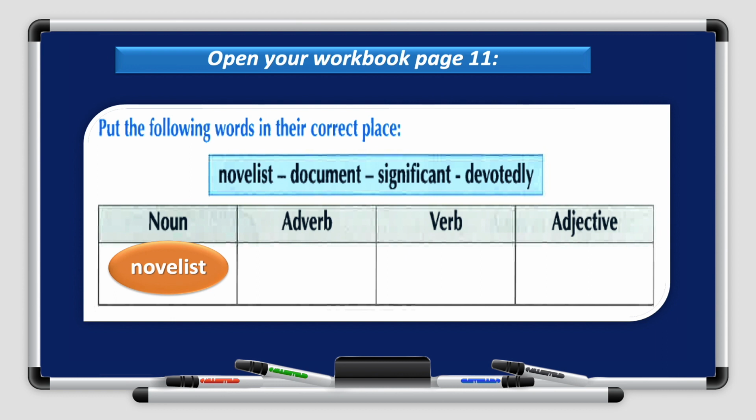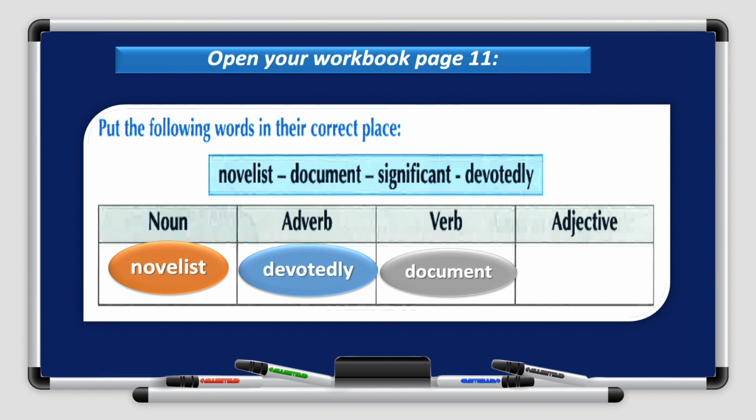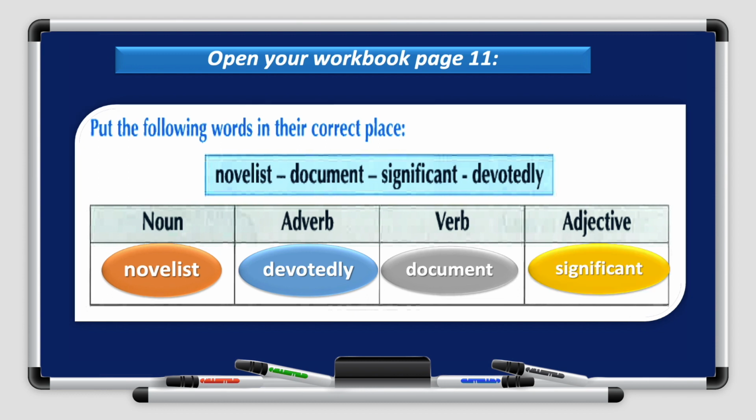What about the adverb? Let's take this sentence for example. The woman looked after her ill husband devotedly. So she looked after. We're describing the verb here. Devotedly. Good job. What about the verb? To document. Excellent. When you are noting down something or recording something. And finally, the adjective, we have significant. Good job.